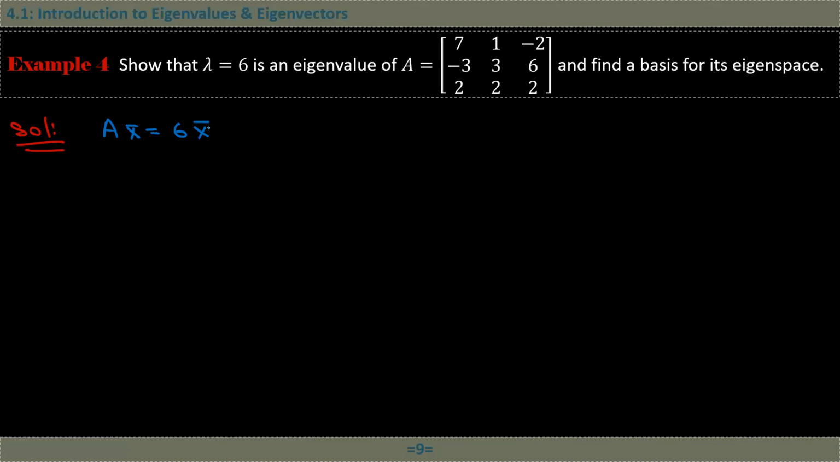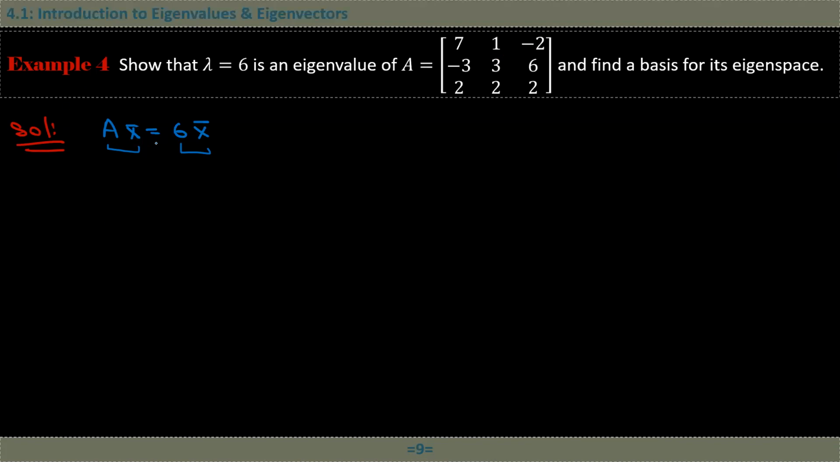It means that such a non-zero vector exists, because A is given here. For 6 to be an eigenvalue, we should be able to find a non-zero vector X so that when we multiply it by A, it should be the same as 6 times X.